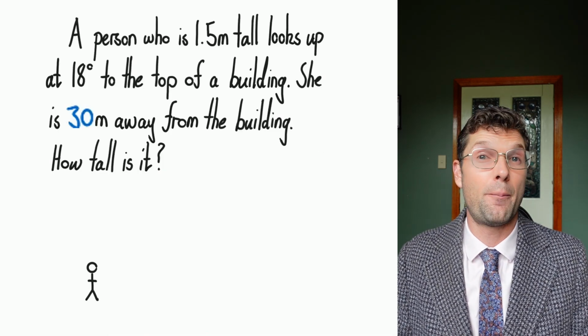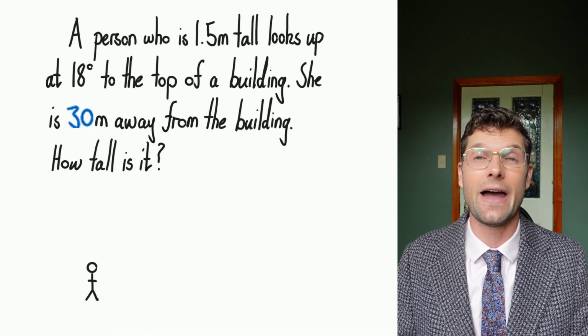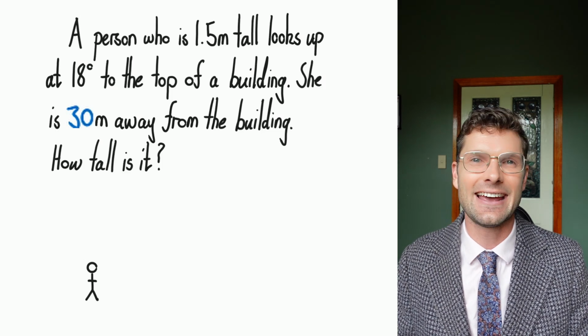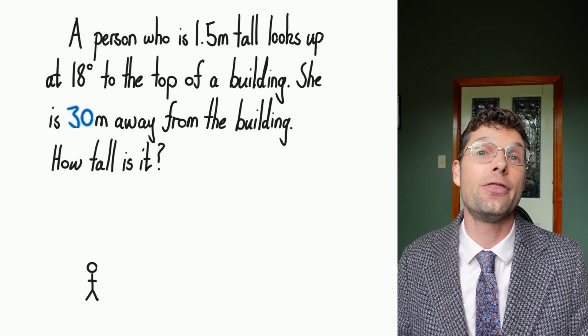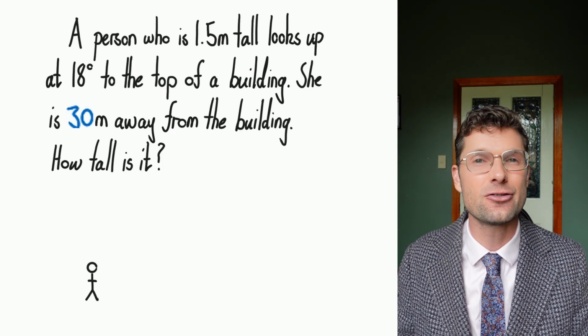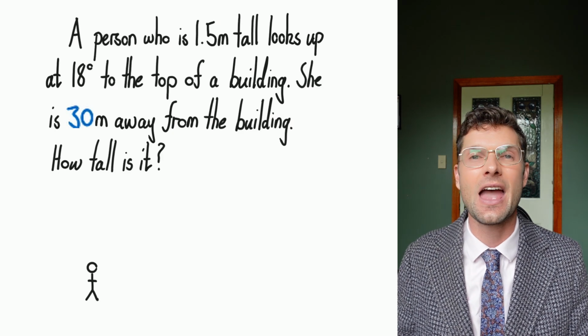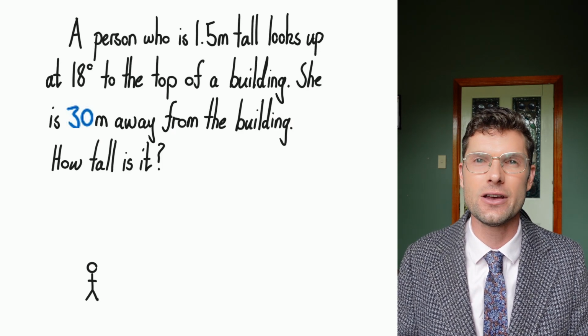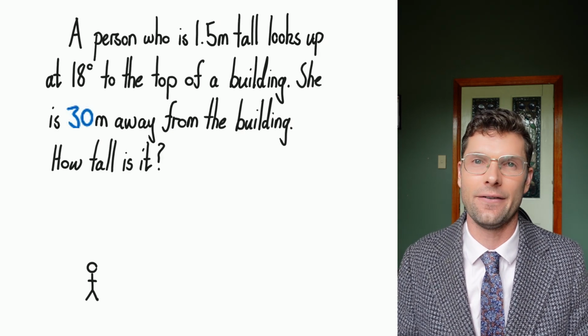So for this one, we've got a person who's 1.5 meters tall and they're looking up at a building at 18 degrees of elevation. If they're 30 meters away from the building, how tall is the building in total? Again, we're going to draw out the triangle first, and then we'll put in our labels after that.